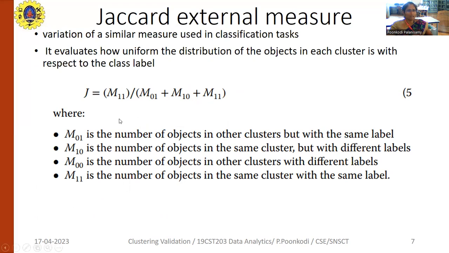The formula to calculate the Jaccard is J equal to M11 divided by (M01 plus M10 plus M11). Here M01 is the number of objects in another cluster but with the same label, and M10 is the number of objects in the same cluster but with different labels. M00 means objects in other clusters with different labels. M11 is the number of objects in the same cluster with the same label.